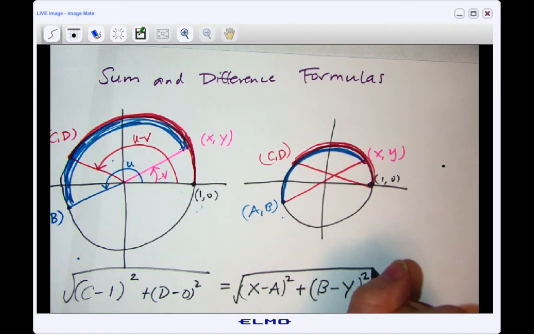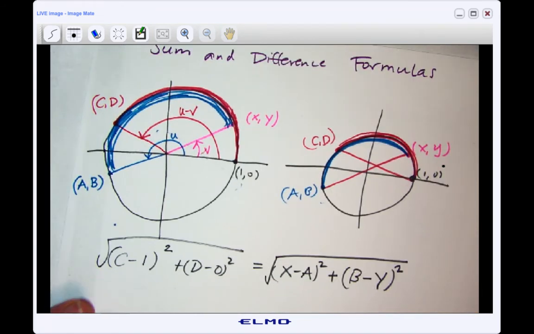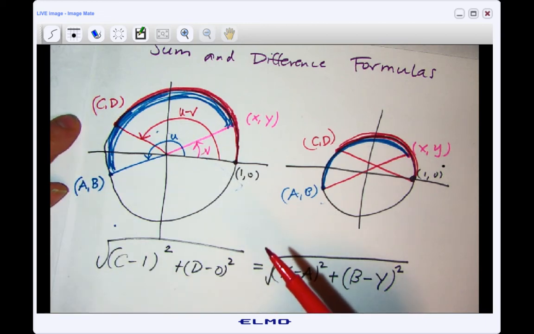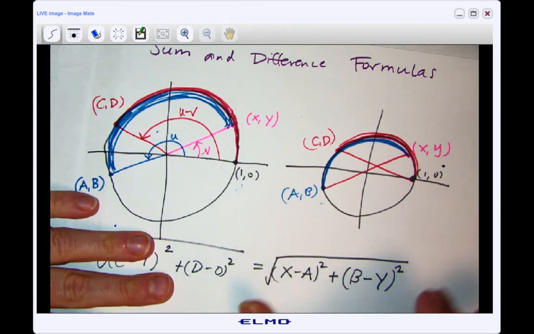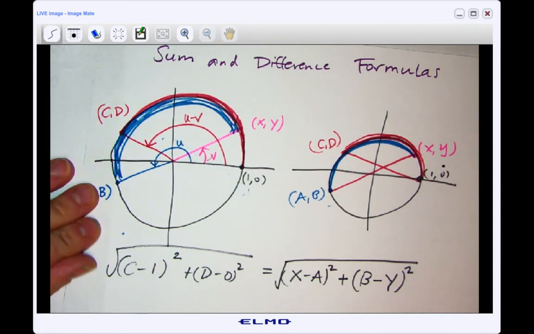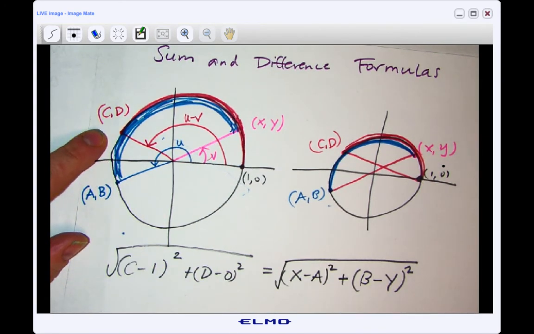Square root of that. Now we're just going to do one more thing, and then we're going to stop, and we'll do the rest on the next video. Let's start talking about this in terms of trig, because right now we have no trig in this, right? And we're trying to do the sum and difference formula for our trig. So let's take a look.